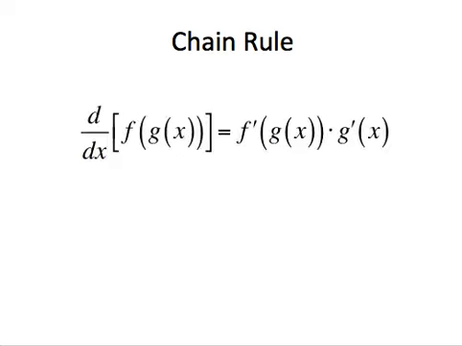So here's our formal definition of the chain rule. The derivative of f of g of x is f prime of g of x times g prime of x. So let's see how that behaves. We'll compare that to our work with the power rule.